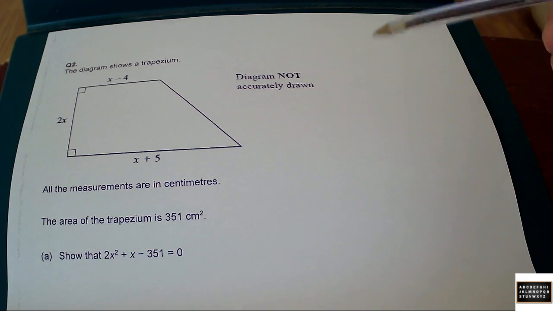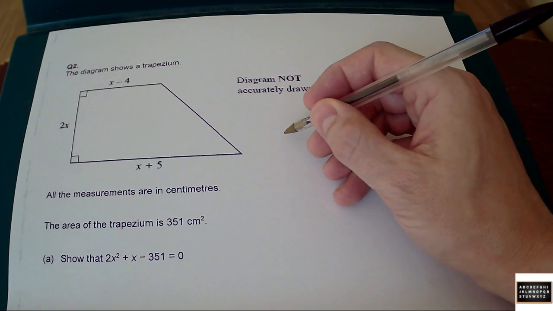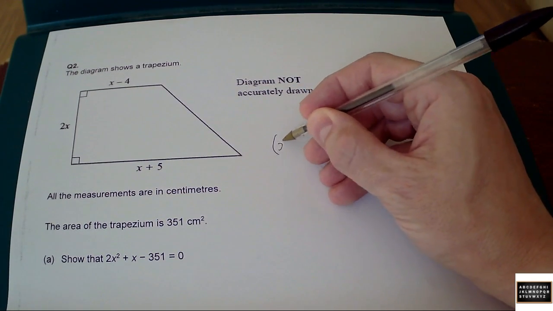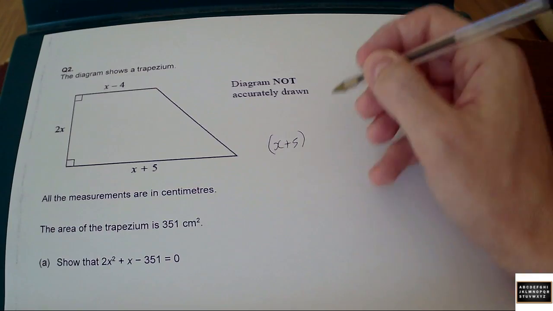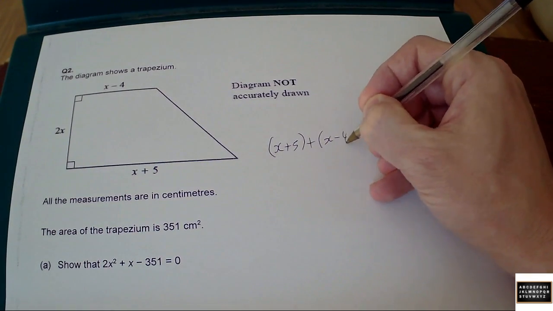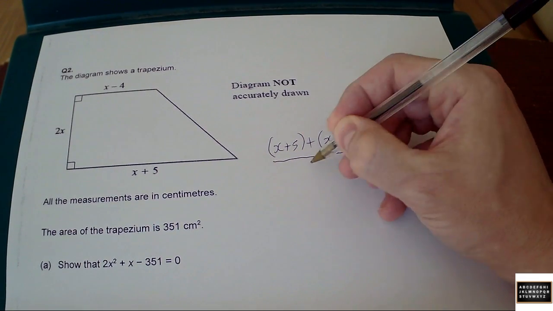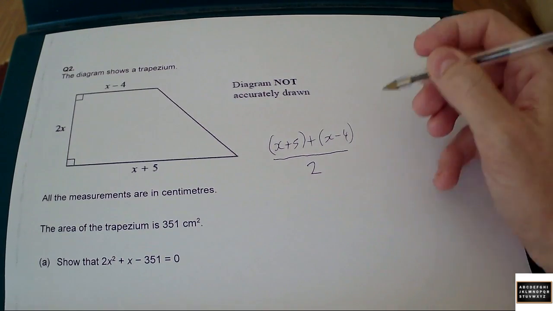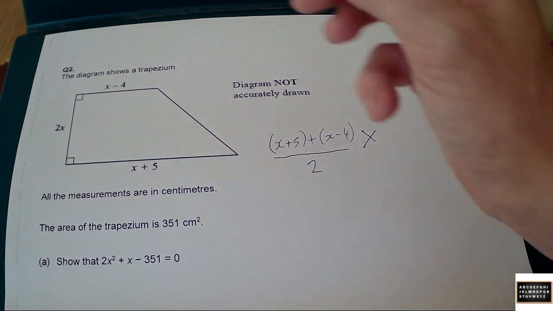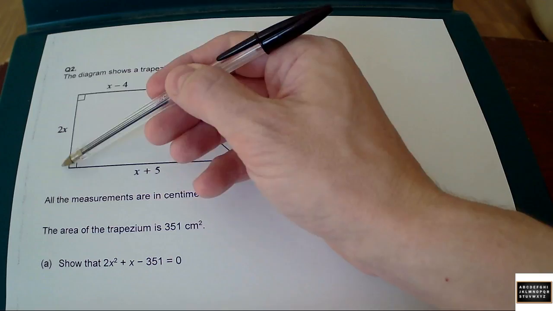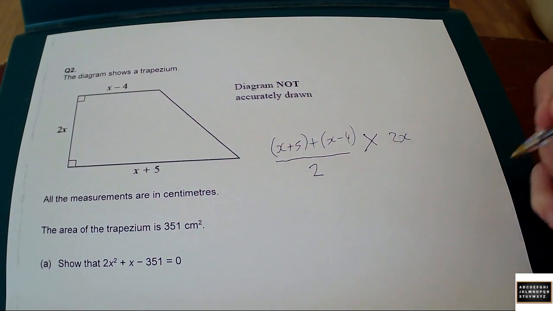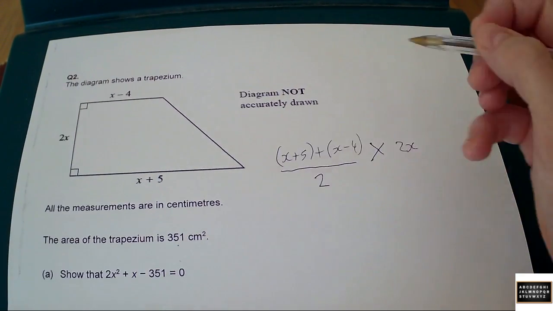We know the area of a trapezium is half the sum of the parallel sides. So the parallel sides are x plus 5 and then x minus 4. It's half of the sum of those, so I'm going to halve those, and then times by the perpendicular distance between them, so 2x here. And we're being told in the question that's 351.